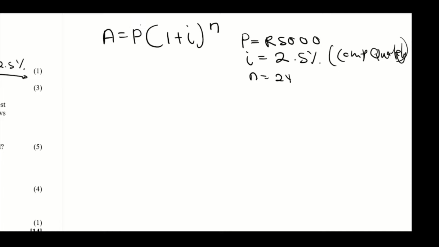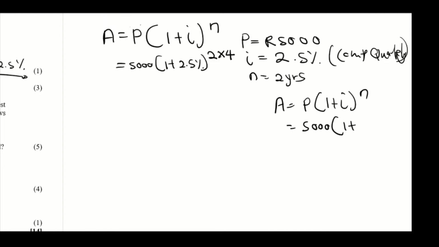So you're going to say 5,000 into 1 plus 2.5% to the power of 2 years. What you need to note is that we wrote 2 years at the top, so you need to multiply by the 4, which is for quarterly. So normally you would write A is equal to P into 1 plus i to the power n, which is 5,000 into 1 plus the percentage, it was 10%, so it's going to be 0.1 divided by the quarterly, which is 4, to the power 4 times 2 years.